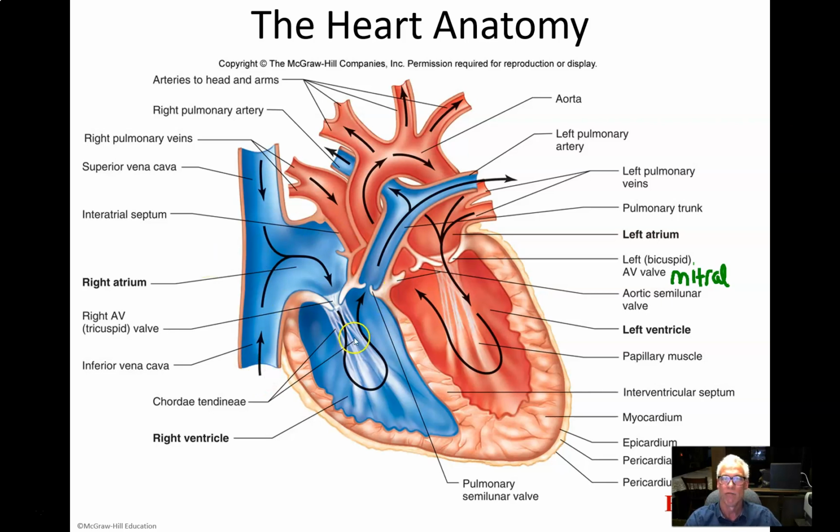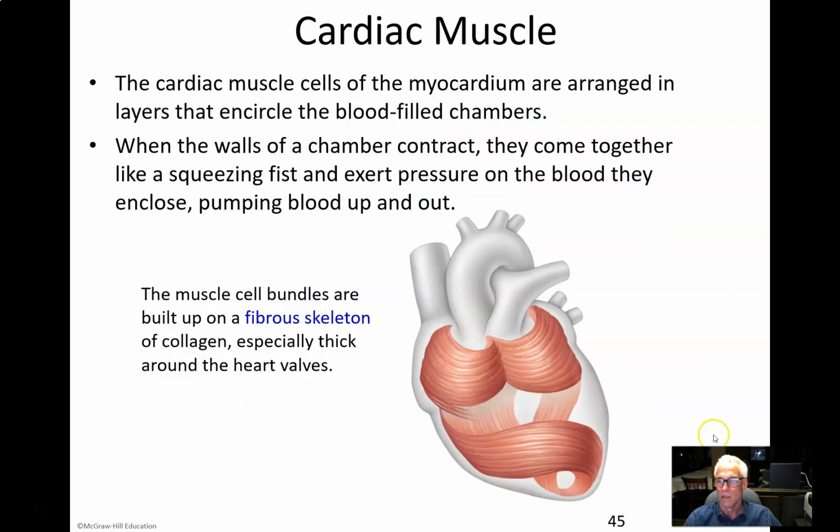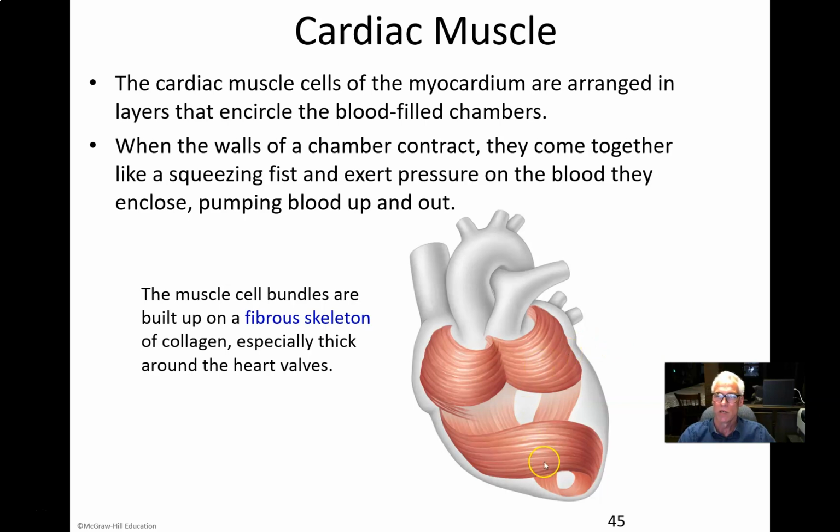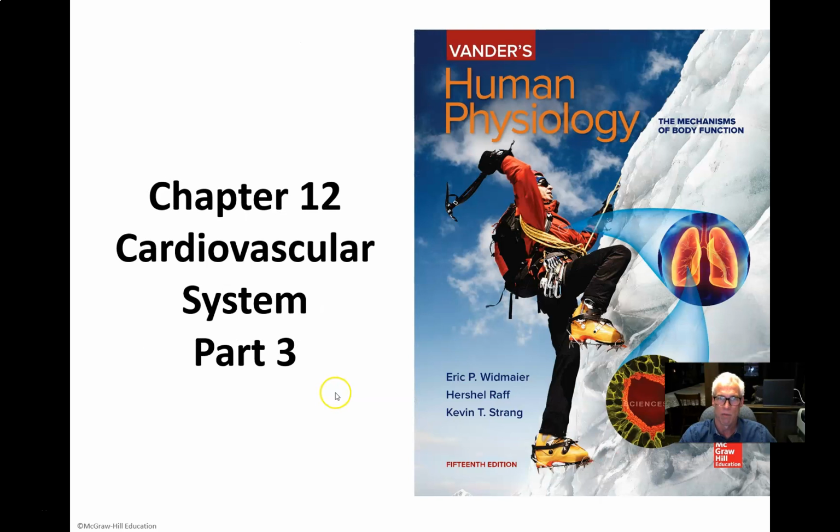So we've already taken a look at this diagram and all of the named heart valves. The muscle cells themselves are built up on a fibrous collagen skeleton, and they're arranged in a spiral formation around the ventricles and around the atria, so that when the muscle cells contract, they wring the blood out of the chambers. In the ventricles, the contraction starts at the pointy tip of the heart, the apex, and pushes blood up and out of the ventricles by the action of this spiral arrangement of the muscle cells.